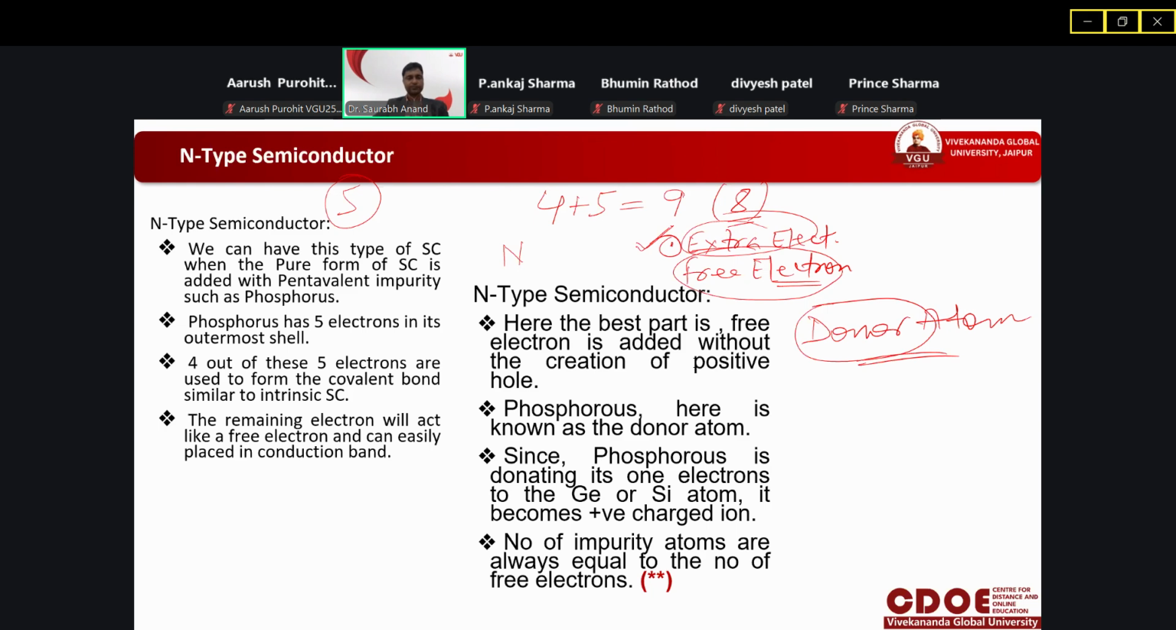Okay, clear? So you can see here we have a semiconductor doped with pentavalent impurity, with 5 electrons in its outermost shell. 4 out of 5 are used to form the covalent bond, so it has made an octet. 1 electron will act as a free electron. Understood? So whatever I am telling is written there.